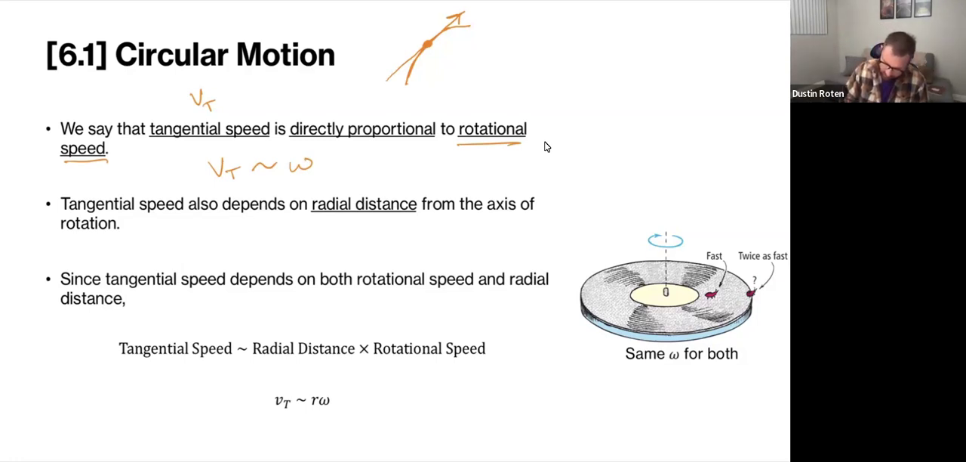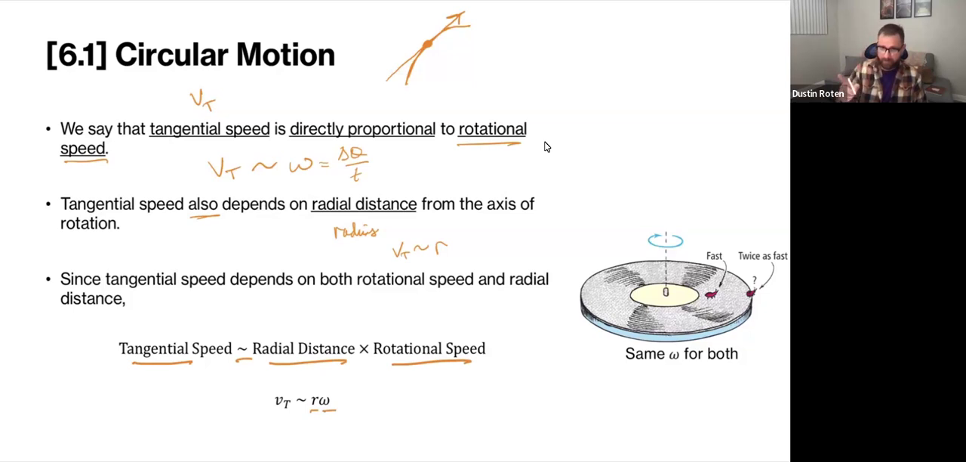Remember, that's the change in the angle over time. The tangential speed also depends on the radial distance, and we just talked about that on the previous slide. So this is the distance from the axis of rotation, essentially your radius. So VT depends on two different things here. Since it does depend on both, we can essentially write out this statement that the tangential speed is proportional to the radial distance, r, times the rotational speed, omega.